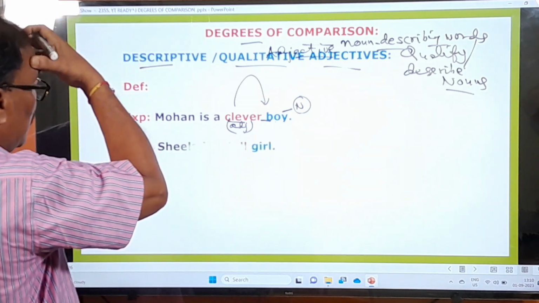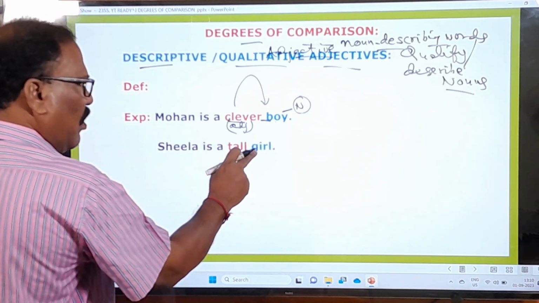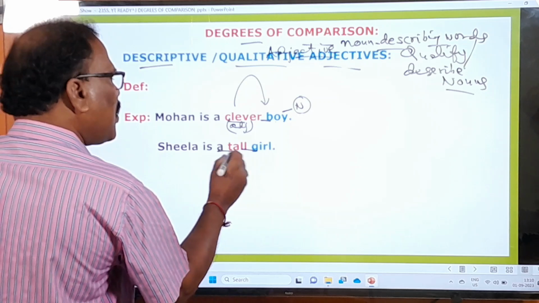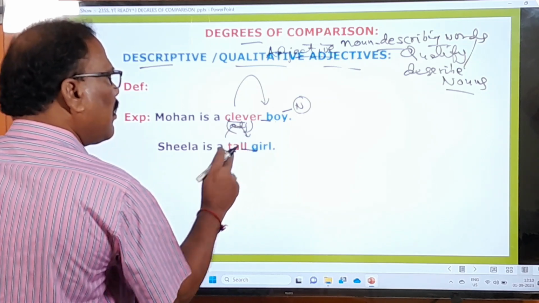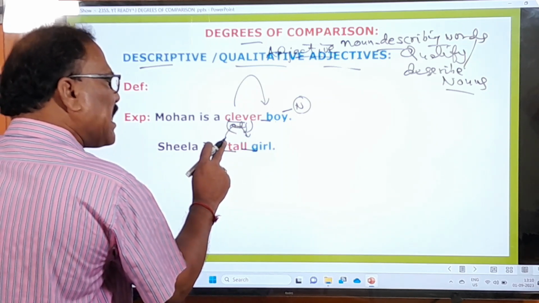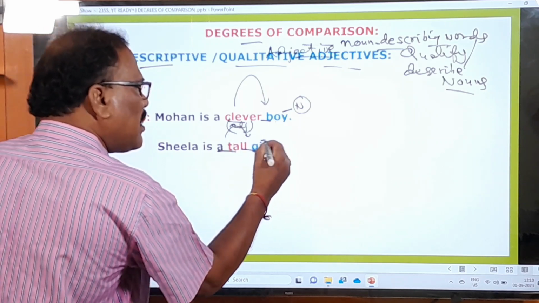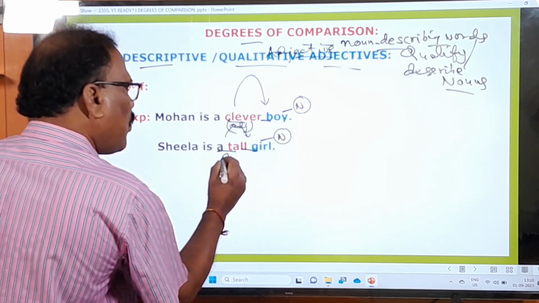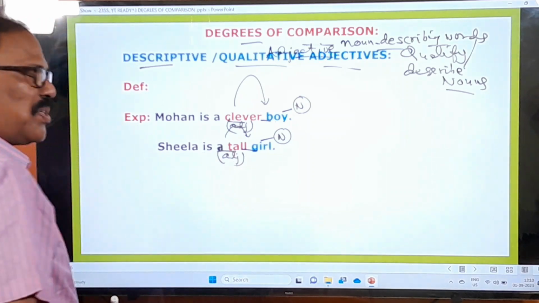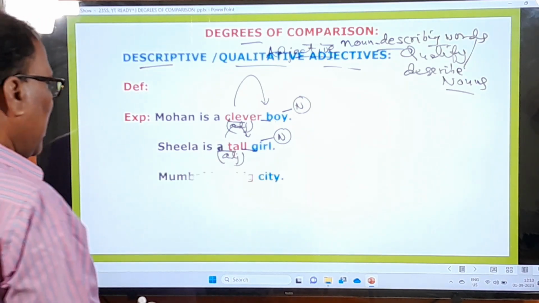Go to the next example. Sheila is a tall girl. What kind of girl is Sheila? A tall girl. What is this word doing here? It is describing or qualifying this girl. Girl is a noun, and therefore tall is an adjective.